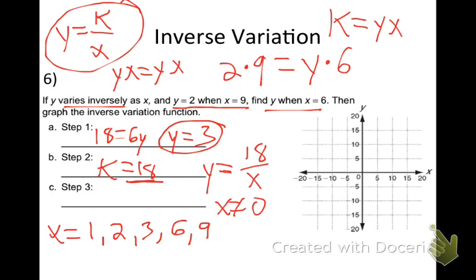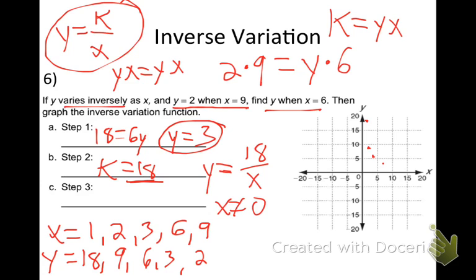Why did I skip 4, 5, 7, 8? Because 18 can't be divided by those evenly. It makes it easier, right? So what are my y values then? When I plug x values in, my y values are 18, 9, 6, 3, and 2. And I plot those coordinates. So 1, 18, 2, 9, 3, 6, 6, 3.